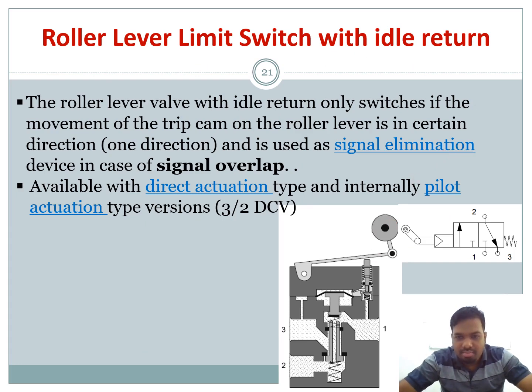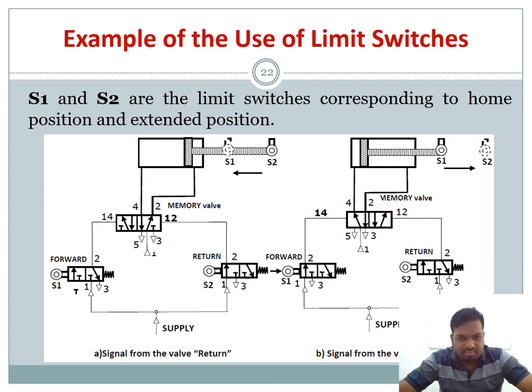Using this roller lever limit switch with idle return, it is similar to your roller valve, but it only allows input from one direction. Meaning if the cylinder is extending and coming from this way, it will not activate it because your roller will move backward. Okay, it will move like this. But if it comes from the opposite way, the switch will be pressed. So this is considered one direction activation. So it will eliminate your signal overlap.